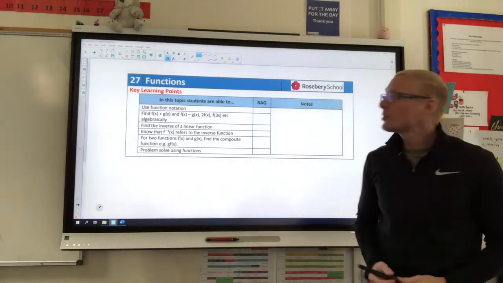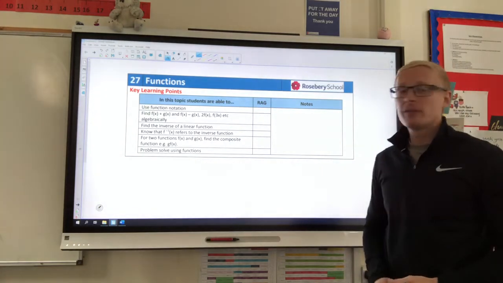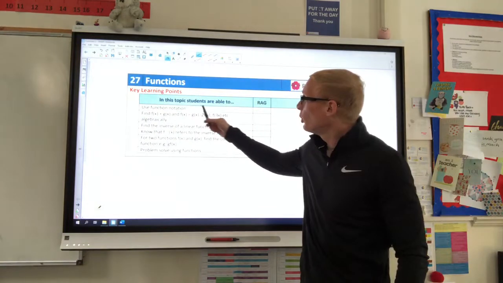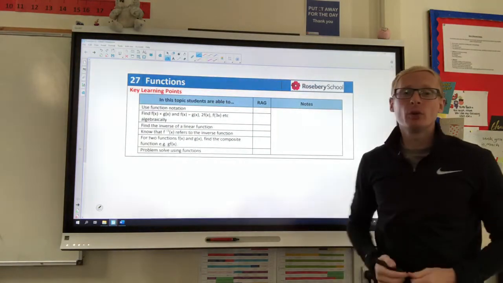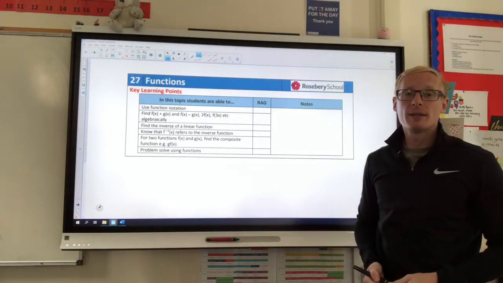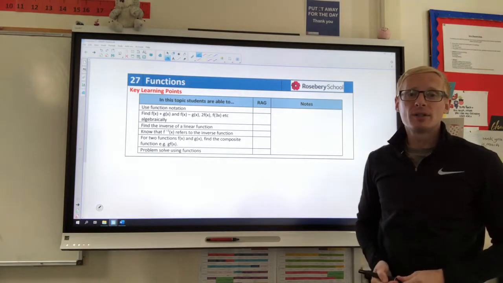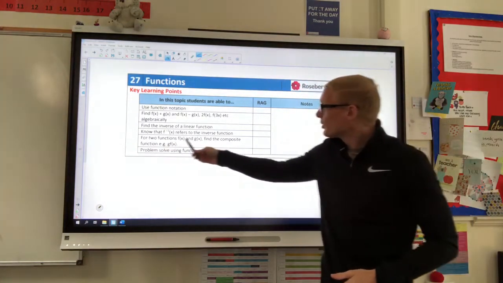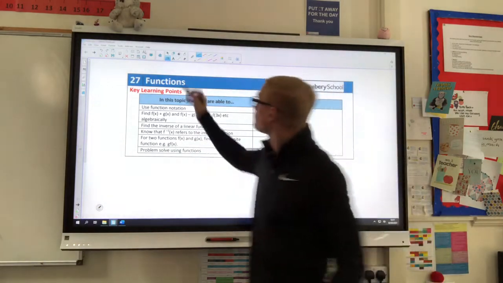Okay, hi, and welcome to lesson 2 on topic 27, functions. So if you did yesterday's lesson, you'll know that we touched on this bullet point, so you should be able to tick that off, assuming you got all the questions right from yesterday in terms of practice questions and GCSE questions as well. Now, we're going to have a look at this one today, so the idea of composite functions.